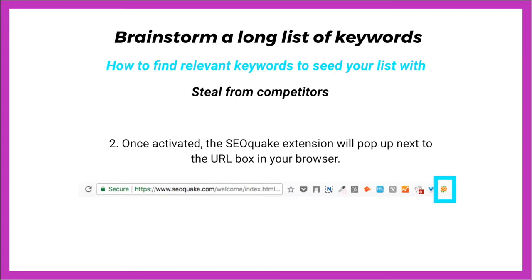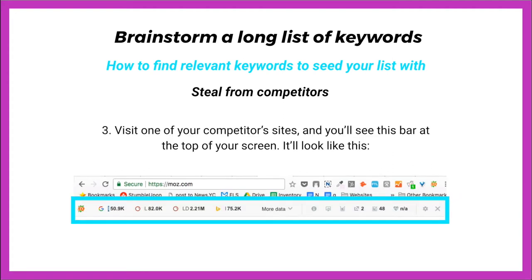Once you install it and it's activated, the SEO Quake extension will pop up next to the URL in your browser. As you can see, I highlighted that in the screen showing right now with the blue box. Next, visit one of your competitors' sites and you'll see this bar at the top of your screen in the one that's highlighted in the blue outline.